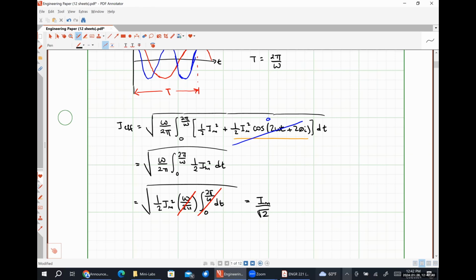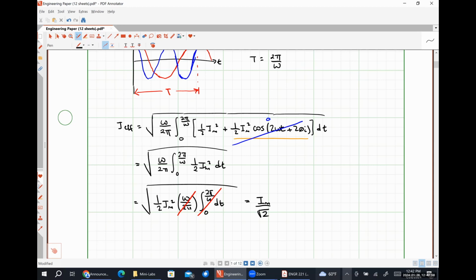The result here is independent of angular frequency omega and independent of phase angle. So it literally does not matter what our phase angle is or what our angular frequency is. The effective value of a cosine function is always just the magnitude divided by square root of 2.